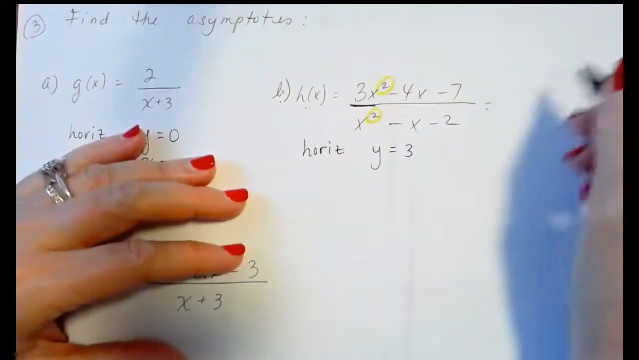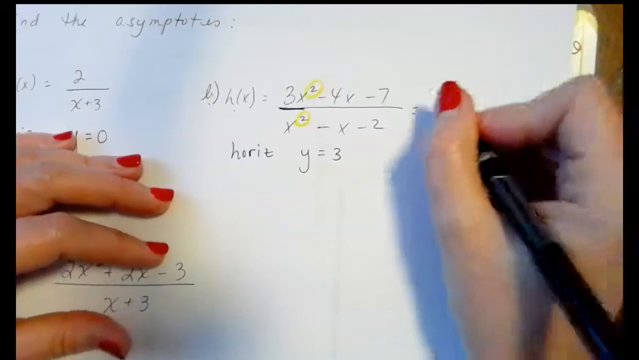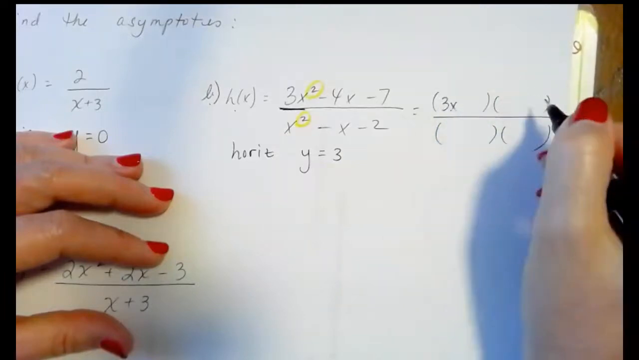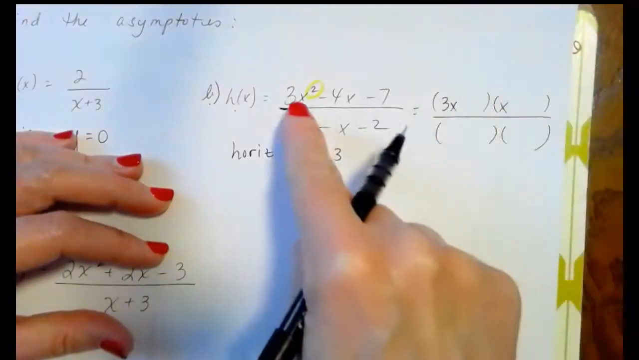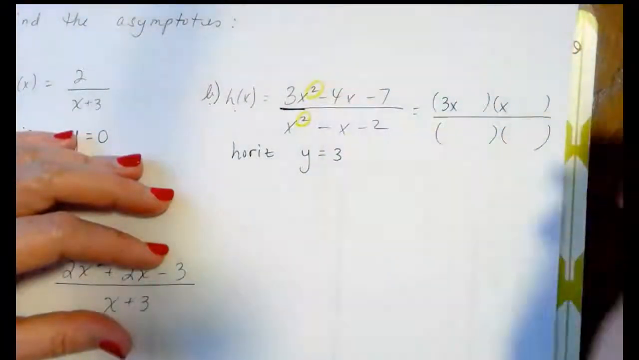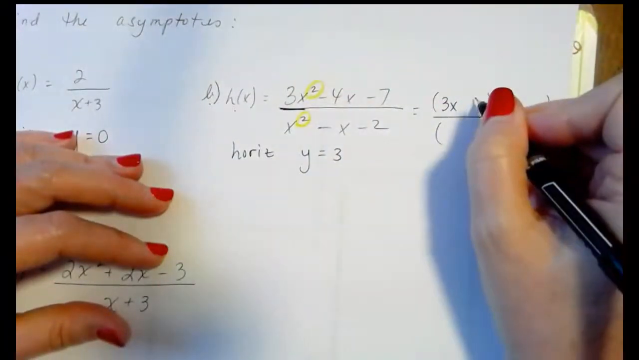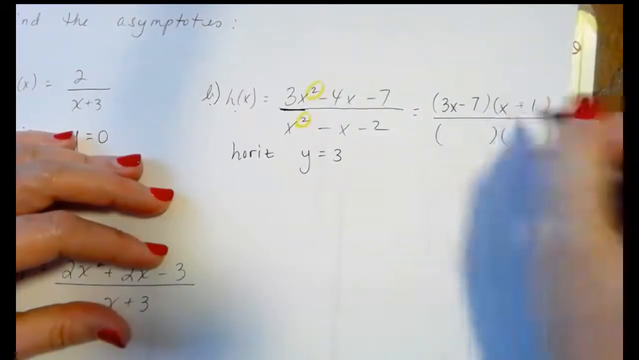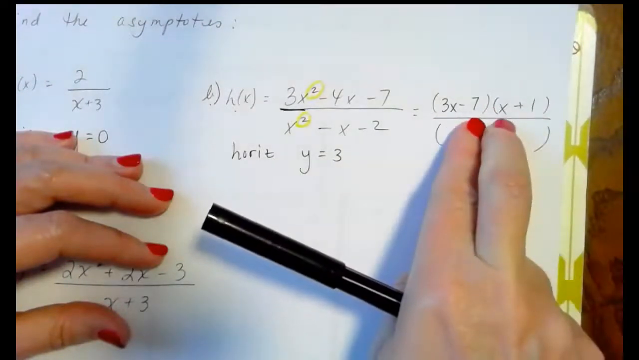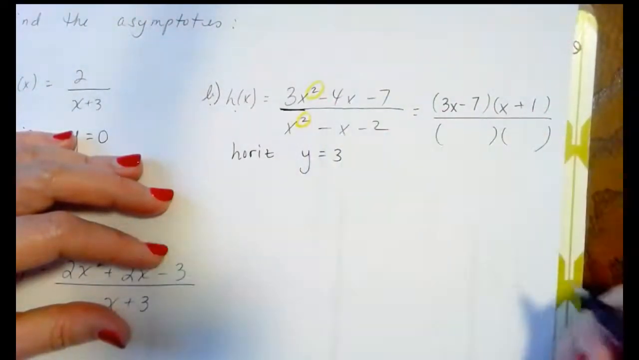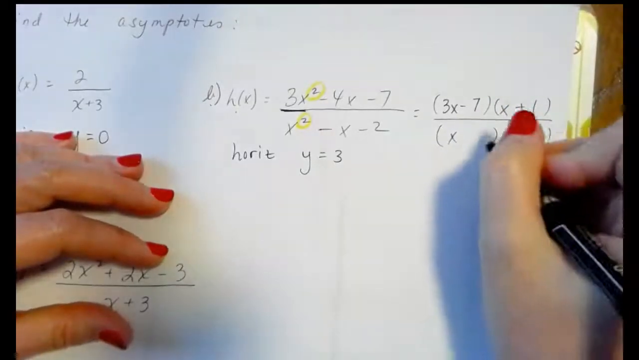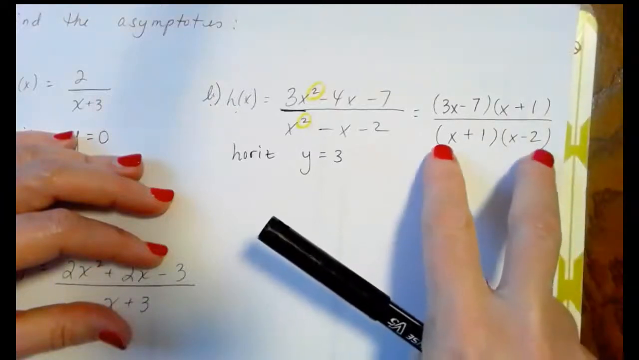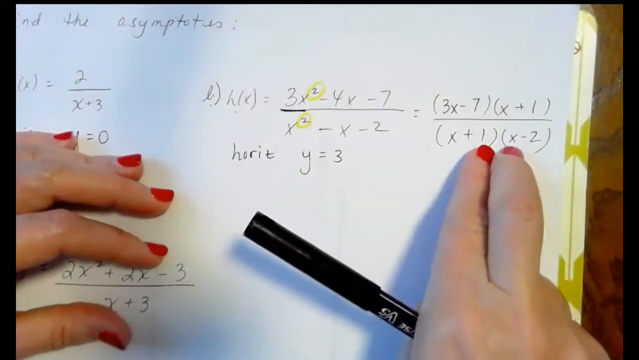Or better yet, let's factor. So if we factor the numerator, we end up with 3x and x, and I know it's factorable because 3 and 7 and 4 are all related. So let's put a 7 here and a 1 here, with a minus and a plus. There's 3, there's negative 7. 3 minus 7 is where we're getting the negative 4 from. X, 1, 2 plus 1 and negative 2. There's negative 2, and there's positive 1.